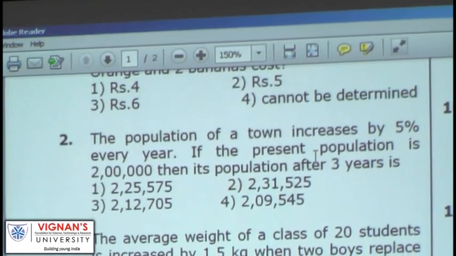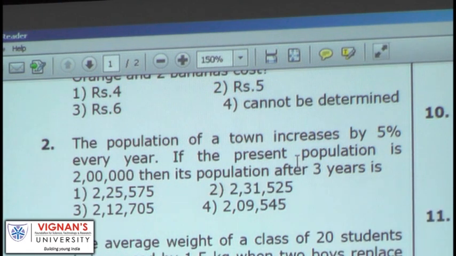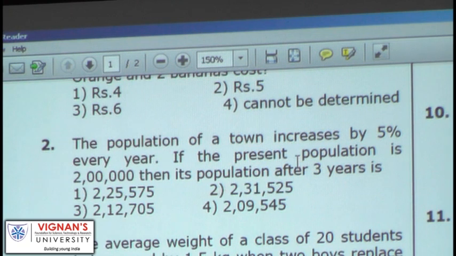Is 2 lakhs, then its population after 3 years. Per year, on an average, there is an increase of 5%. What is 5% of 2 lakhs? 10,000. So every year it increases by 10,000. It should be more than 30,000 than what it is now. Slightly more than 30,000.